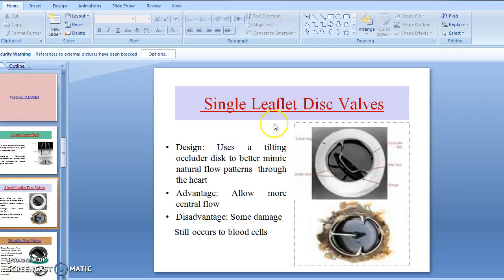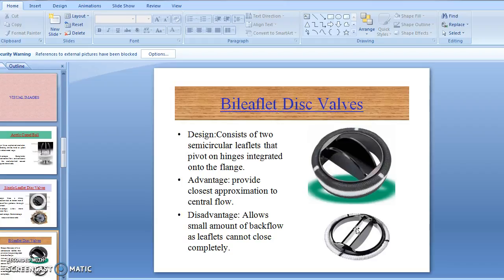The second type will be the single leaflet disc walls. The main design of this is it uses a tilting occluder disc, which can be seen here, to better allow the flow of the blood. The major advantage is it allows mainly the central flow. At the same time, the limitation will be any kind of damage to the blood cells.